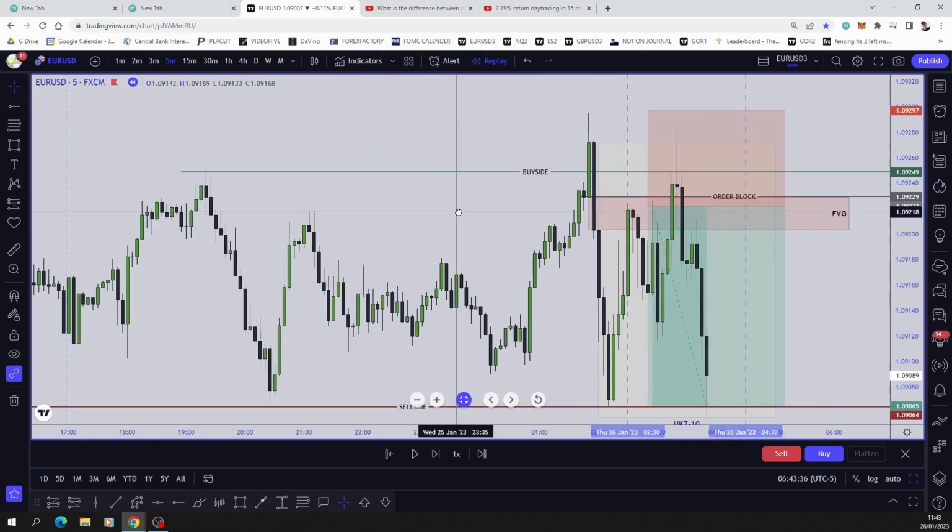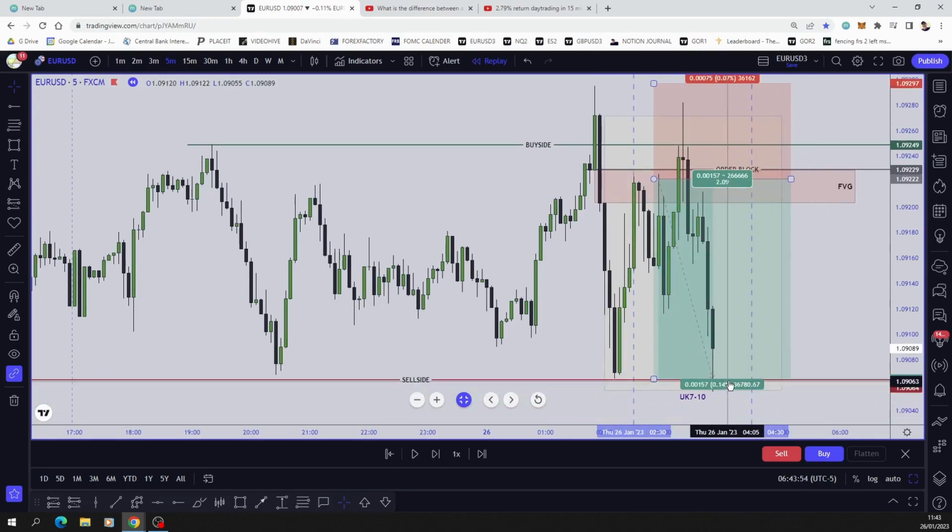Just to summarize, we had our buy side, a break of the buy side, price moves back into the range, we get a pullback into an ICT concept such as a fair value gap or order block, stop loss is above the high, and then we look to target the opposite sell side. So that's what happened on this day. I would take a trade like this, get in, get out, you're done for the day, and that's it. And these happen very, very often.